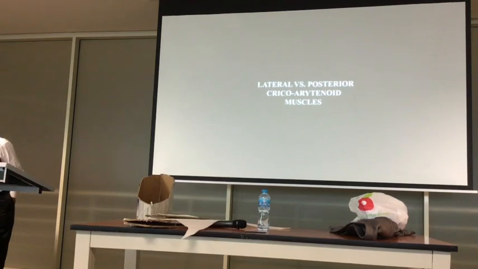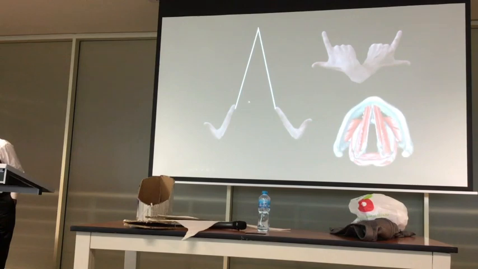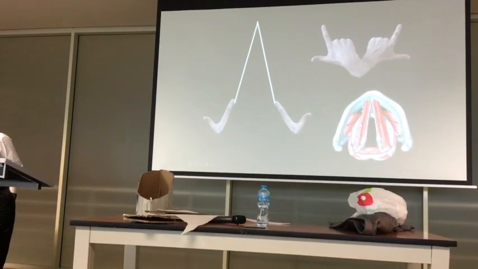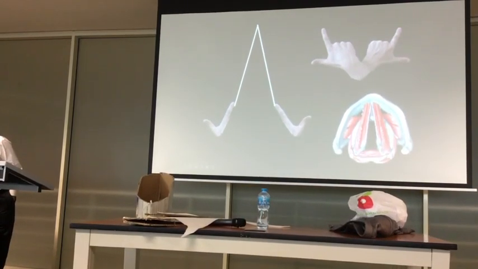Lateral versus posterior cricoarytenoid muscle again. Here is my arytenoid, and this is the vocal process. This is the muscular process. Muscular process, vocal process. Here is the cord. Here is lateral cricoarytenoid. Here is posterior cricoarytenoid. This is adductor, this is abductor.